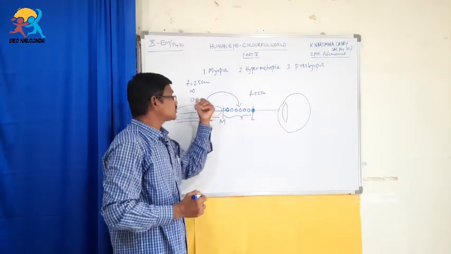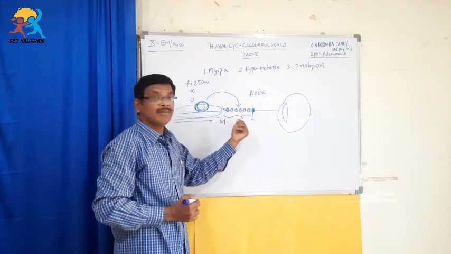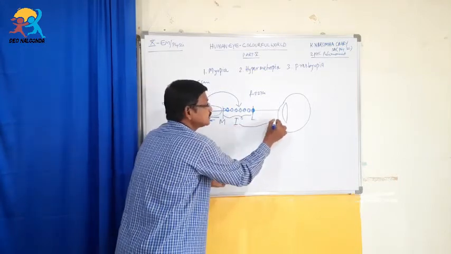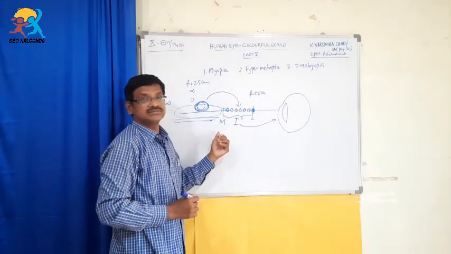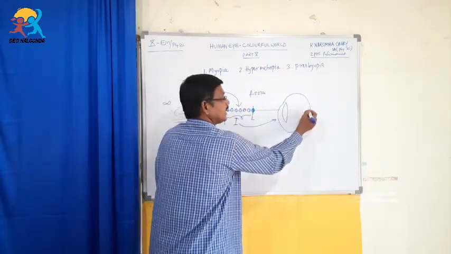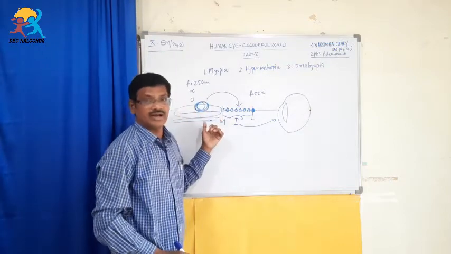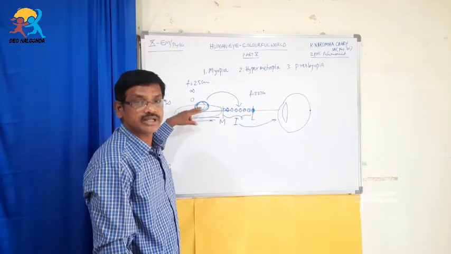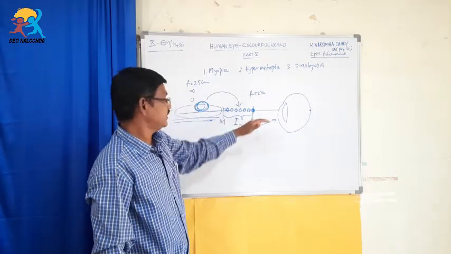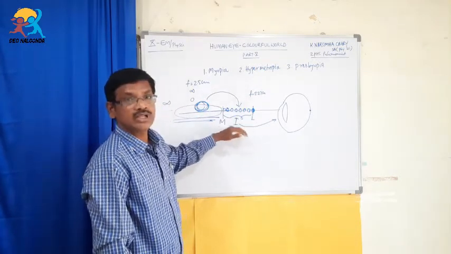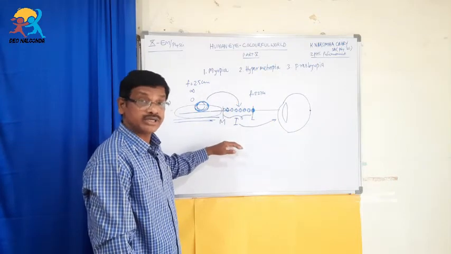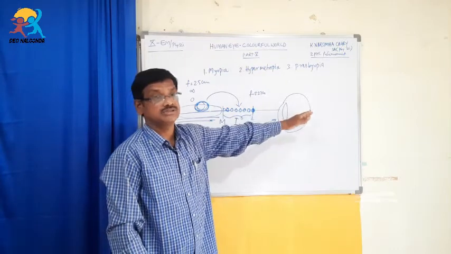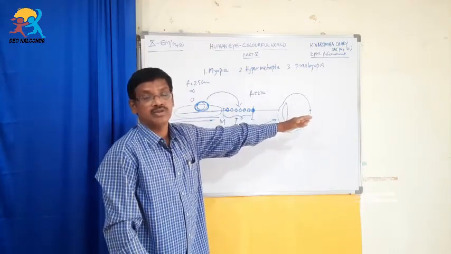The image of this object between M and L then acts as an object to the eye lens, and its image is formed on the retina. That is, we are trying to bring the image of the object kept beyond M between M and L, so that it acts as an object to the eye lens and forms an image on the retina.